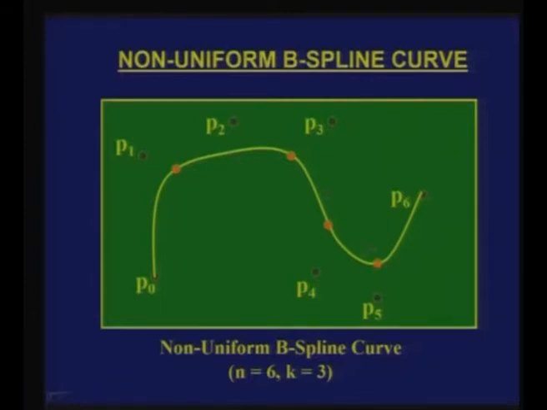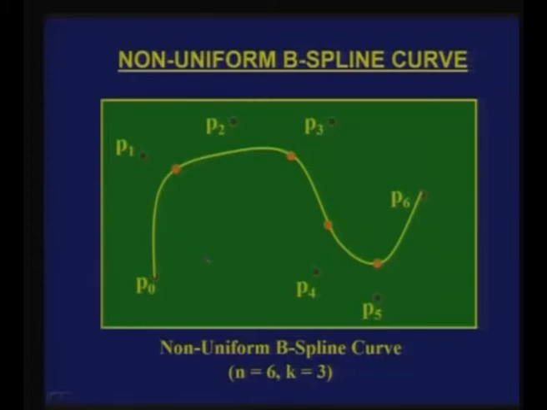segment, fourth and fifth. So, when I said n equal to 6 and k equal to 3, n minus k plus 2 is 5. So, I have 5 segments of the curve which are influenced. That is exactly what is shown here.